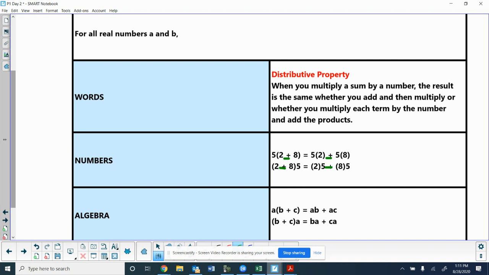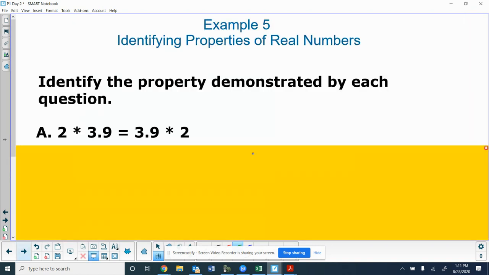You guys are really good at recognizing that. You know where that's distributed right when you see it. And remember, we could put numbers and letters too, numbers and variables. So just looking at the left side and the right side, what's different? What was changed?